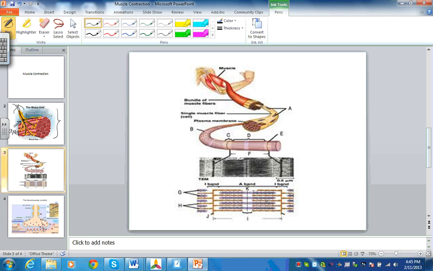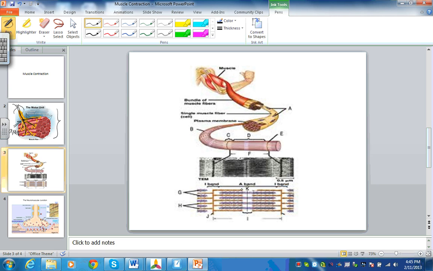Alright, so the sarcomere has different parts. These purple parts right here are called the myosin filaments. They're also called the thick filaments. Then you've got the actin filaments, which are these thinner orange ones right here. Okay, those are called the thin filaments.